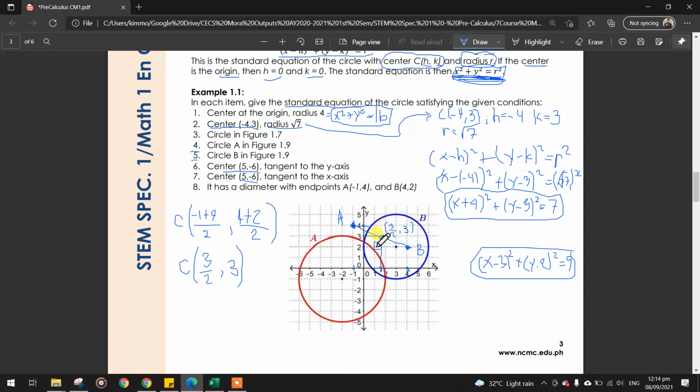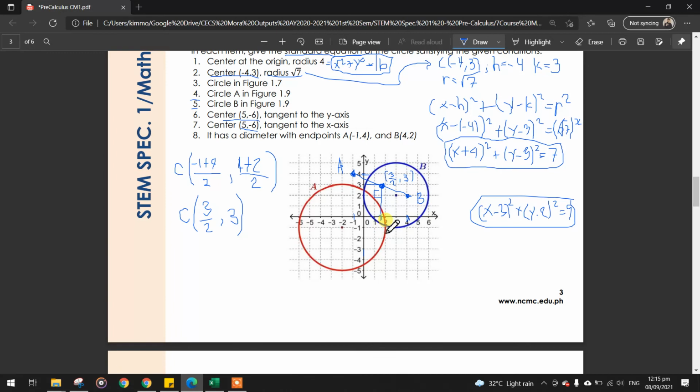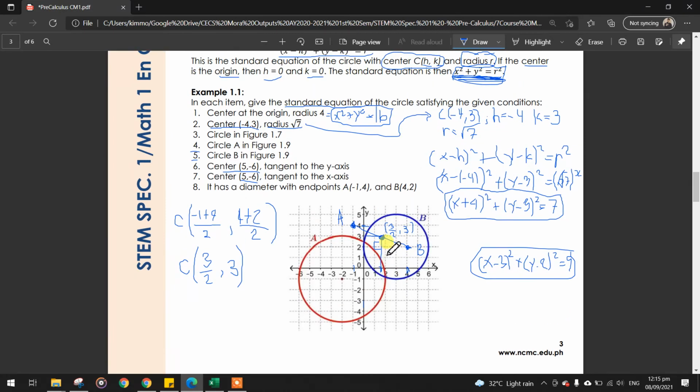Our x is 3/2, or that's 1.5, and our y is positive 3. So our assumption that C is here is correct. So next, let's find r, or the radius. Again, to find the radius, that is simply the distance between our point and our center. So we use the distance formula from A to C, or you can use from C to B. It doesn't matter, you can use the distance formula on AC or BC. It depends on you.